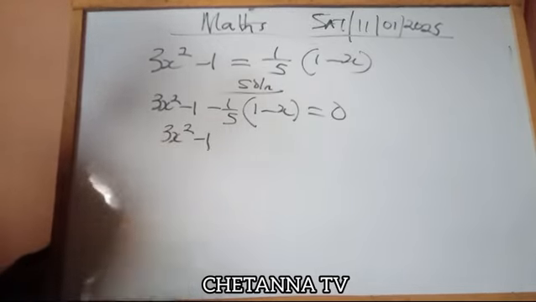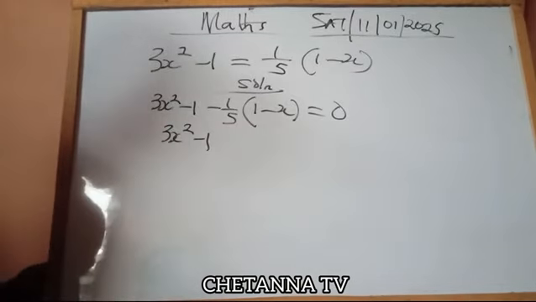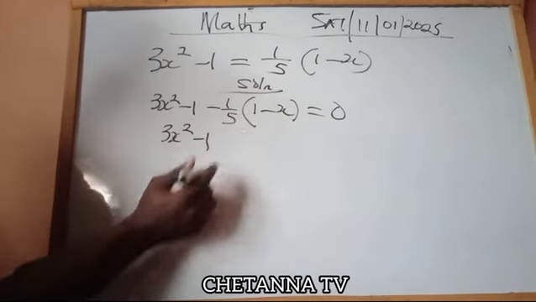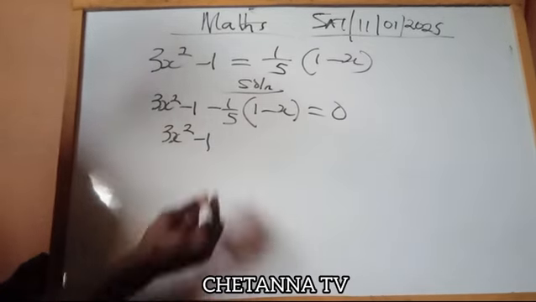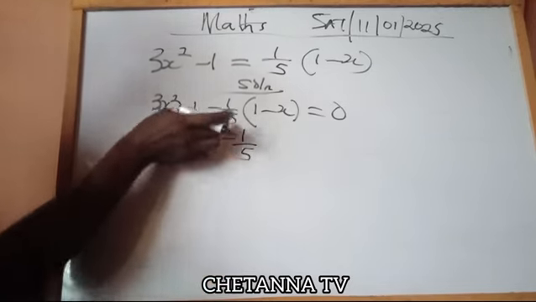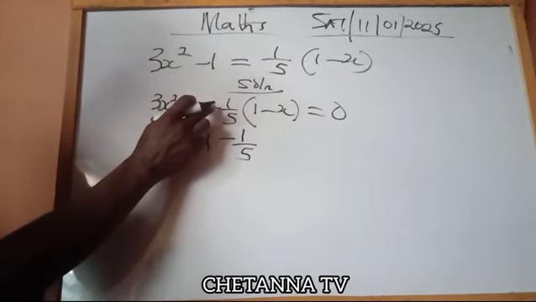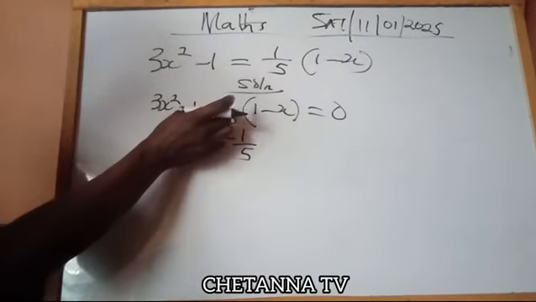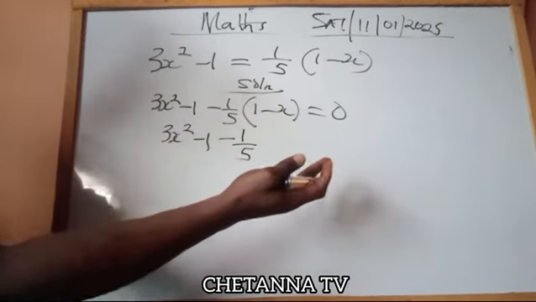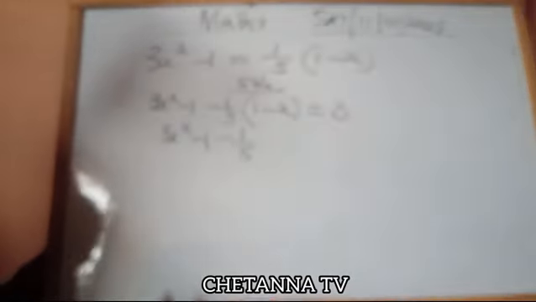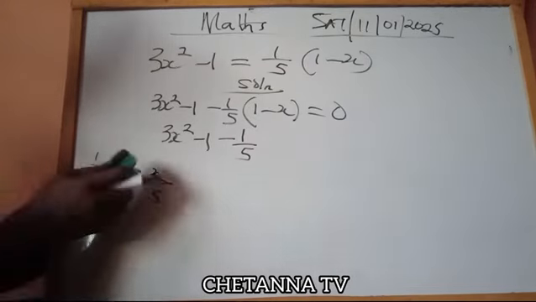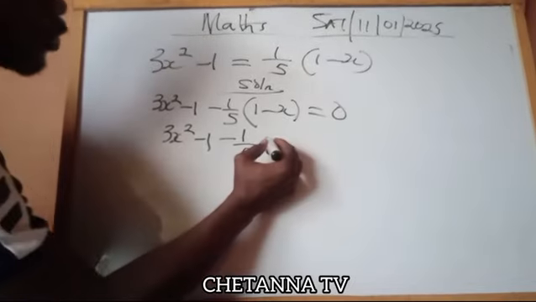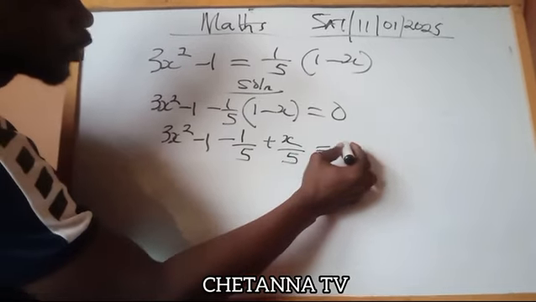If you want to open this bracket now, we have 3x squared minus 1. We use this minus 1 over 5 to multiply everything inside this bracket. Minus 1 over 5 times 1 is what? It's 1, so it will still give you minus 1 over 5. Minus 1 over 5 times minus x. Minus times minus will become plus. Plus 1 over 5x, or simply plus x over 5, because 1 over 5 times x is equal to what? x over 5. Is it clear? So this will give us plus x over 5 is equal to 0.